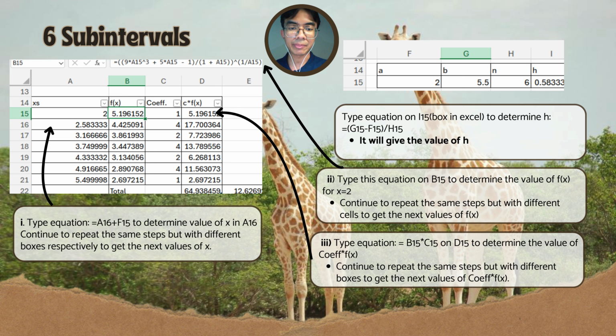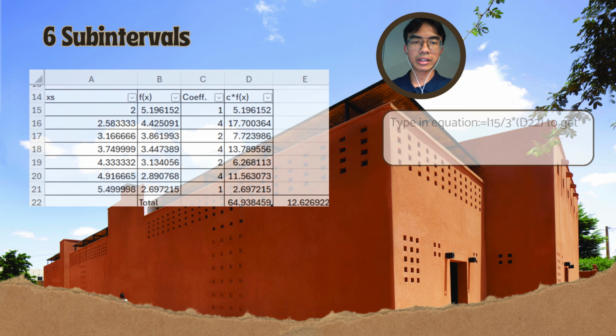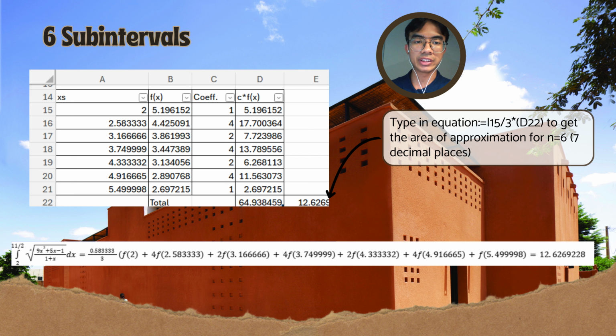And then type the equation equals B15 times C15 in the D15 cell to determine the value of coefficient times fx. Continue to repeat the same steps but with different boxes to get the next values of coefficient times fx. Type in the equation I15 over 3 times D22 to get the area of approximation for n equals 6 with 7 decimal places. And in the bottom you can see the entire formula for Simpson's rule.